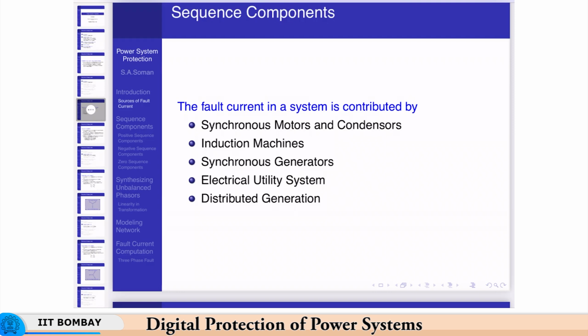Then of course, the electrical utility, if we are considering it from a pure fault perspective, whatever is your transmission network is also contributing to the fault. And nowadays we have distributed generation in terms of solar, wind, maybe even diesel generators. So whatever is the distributed generation in the system can also contribute to the fault.